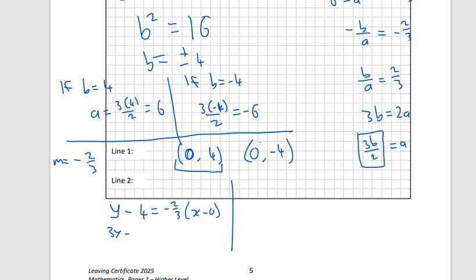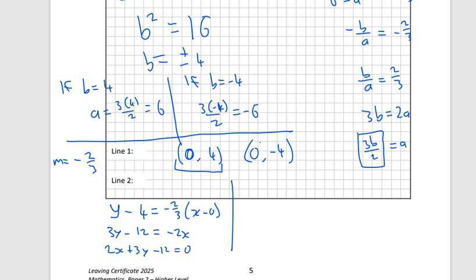And then that will tidy up to 3y minus 12 is equal to minus 2x. So 2x plus 3y minus 12 is equal to 0.